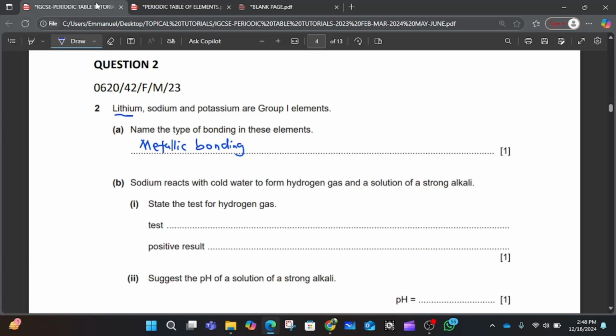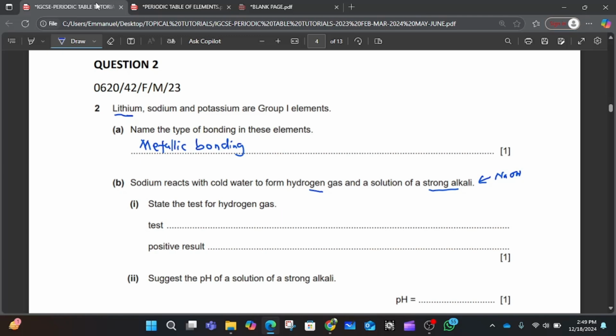B. Sodium reacts with cold water to form hydrogen gas and a solution of a strong alkali. Alkali means a soluble base. So basically, this is going to be sodium hydroxide.